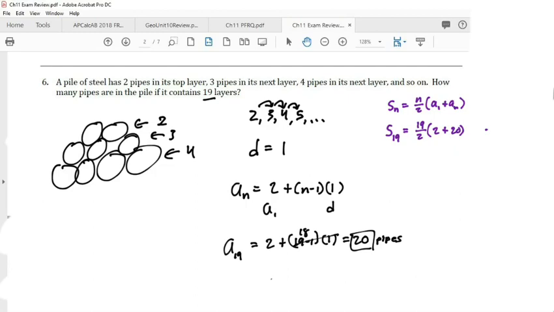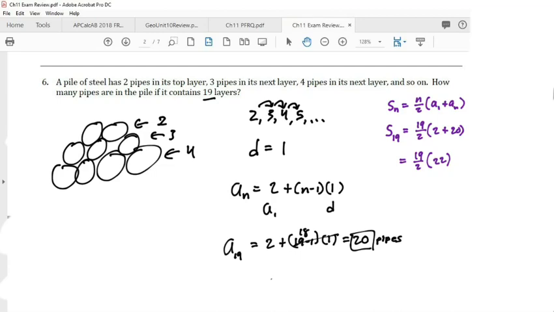And now I simplify. So I get 19 over 2, and then I get, what is that, 22? You know what's crazy? Even though we're doing this odd number right here, odd number of layers, we will never get a decimal doing this. That's kind of crazy, I think, when you think about that.